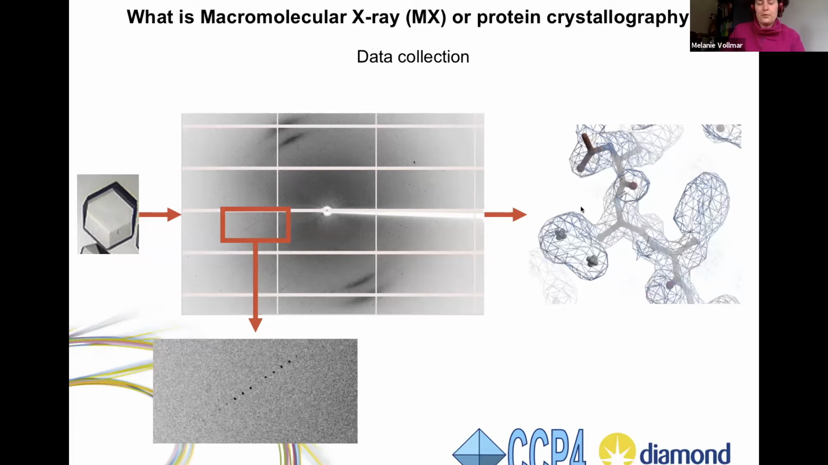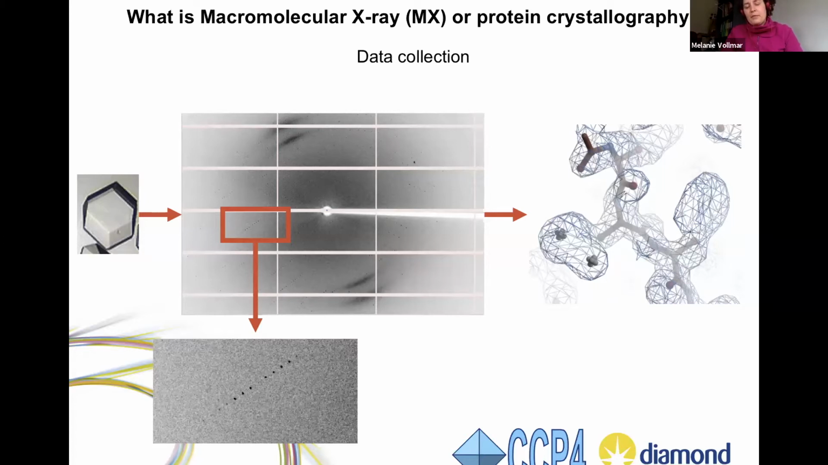But because of the way we do the experiment, we have no phase information, so from the diffracted beam we only get the intensities, not the phases. And in order to get the phase information to create the chicken wire, which is the electron cloud around the atoms, we have two methods to do that, which is either experimental phasing or molecular replacement.